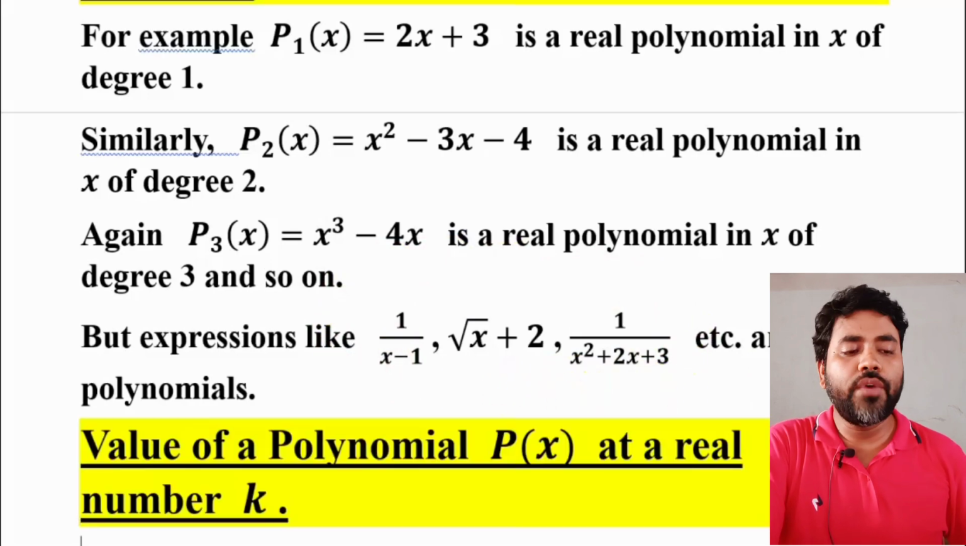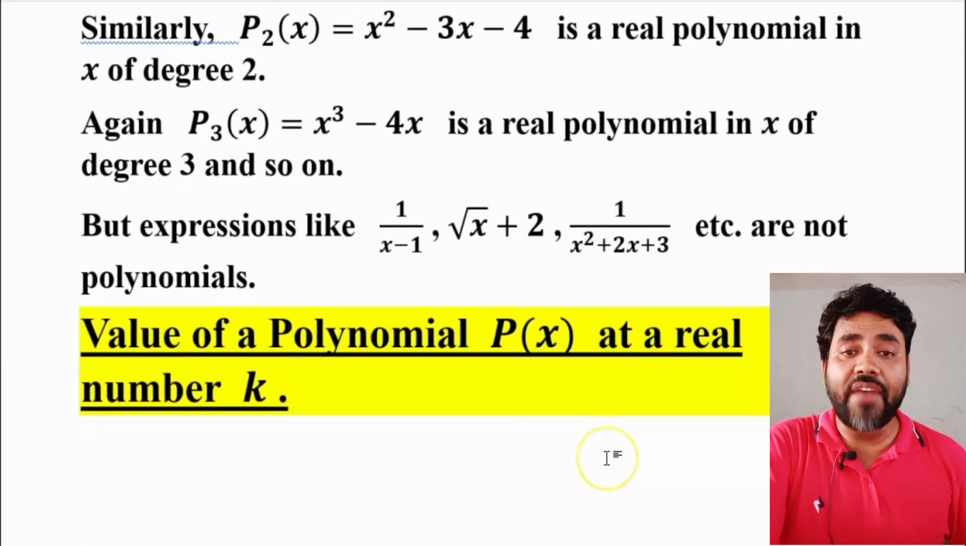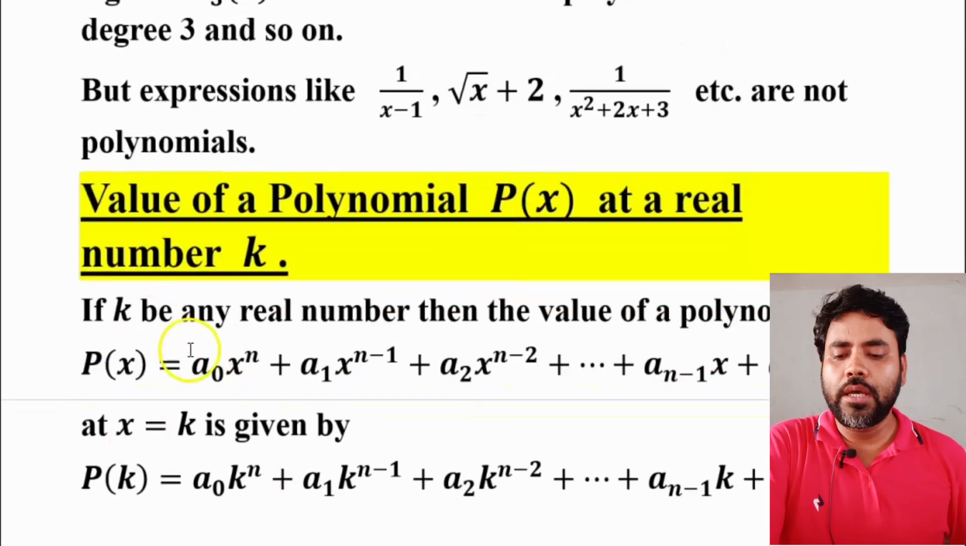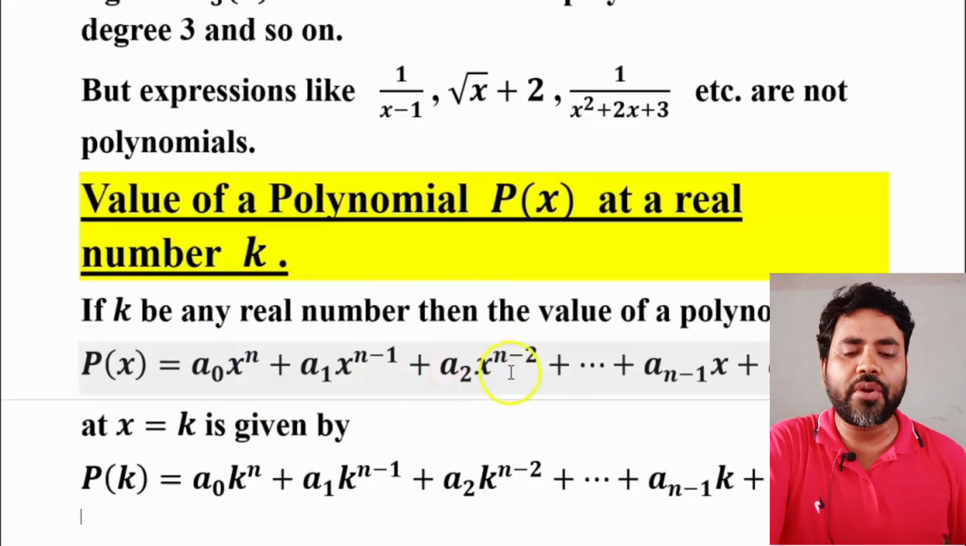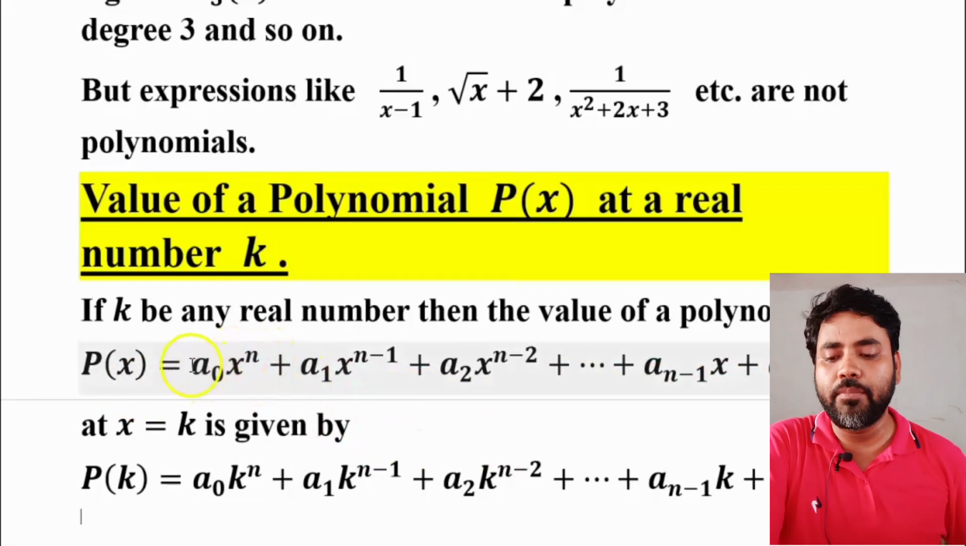Now we will discuss the value of a polynomial p(x) at a real number k. What is called the value of a polynomial at a real number k? Suppose this is a polynomial p(x). p(x) is equal to a0 x to the power n plus a1 x to the power n minus 1 plus a2 x to the power n minus 2 plus dot dot dot a(n minus 1) x plus an. Here a0, a1, a2, a(n minus 1), an all are real coefficients. So this polynomial is a real polynomial of degree n, because here the leading coefficient a0 I assume to be non-zero.